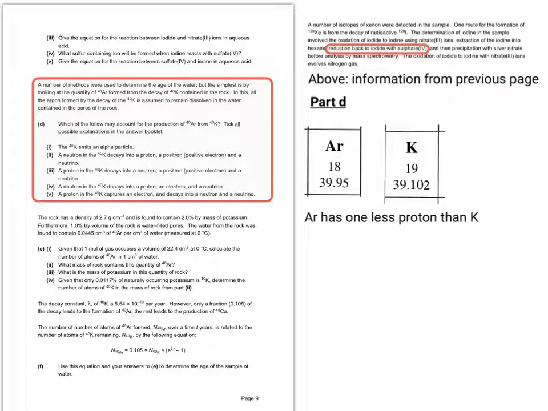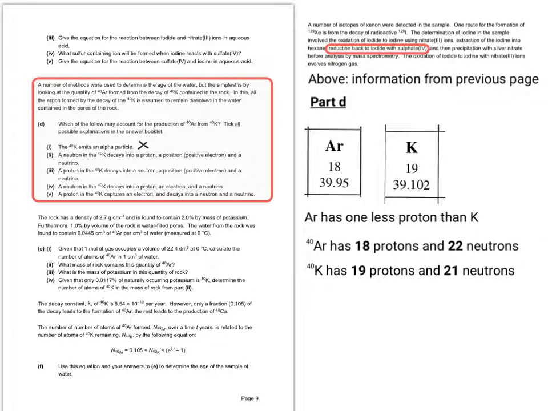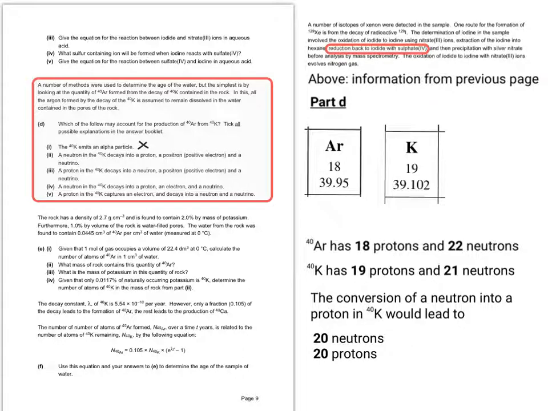So argon has 1 less proton than potassium, and because we've just recalled that an alpha particle actually has 2 protons, it can't be the emission of an alpha particle. So let's consider the number of protons and the number of neutrons that each of the 2 species has. Now in the second statement it says a neutron in the potassium-40 decays into a proton. To do this you'd end up with 20 neutrons and 20 protons. Now this doesn't match argon-40, so it can't be this one.